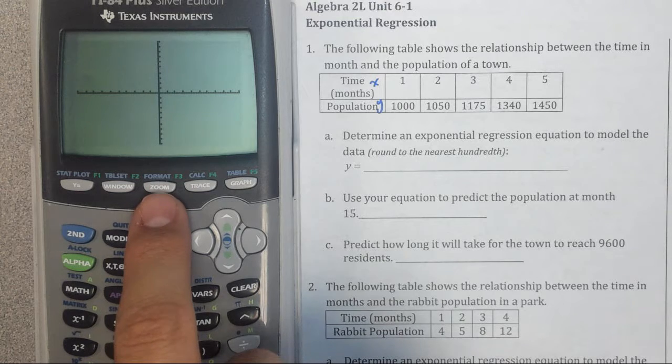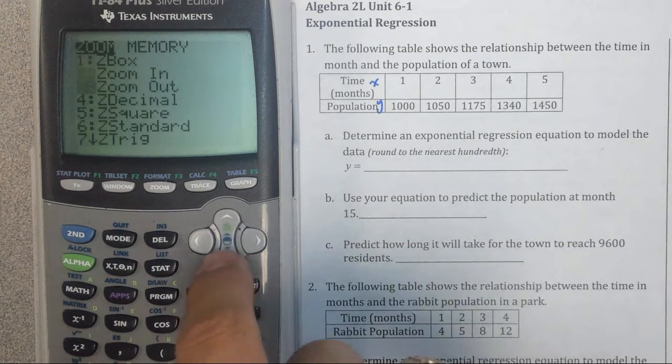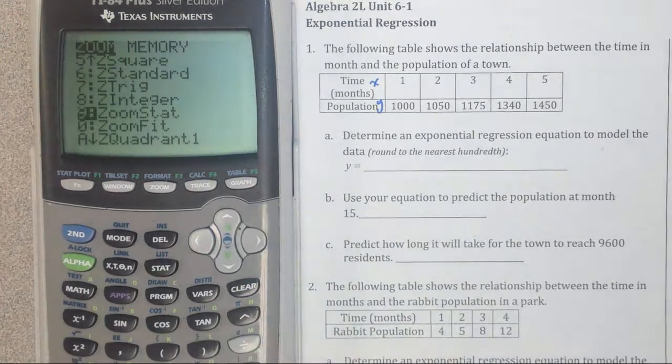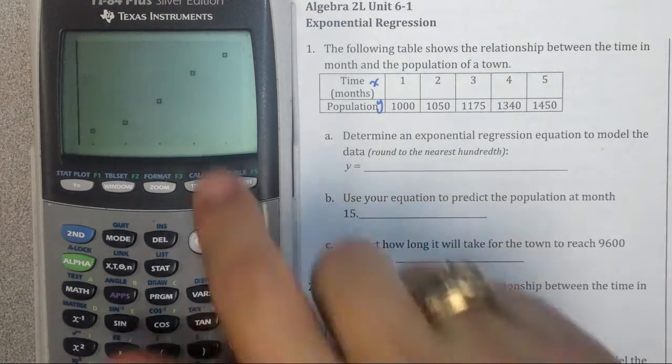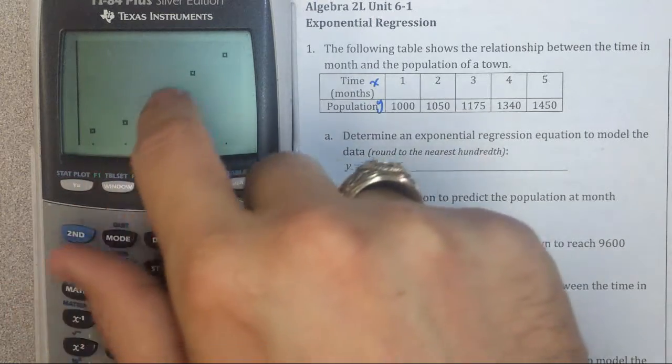So go to the zoom key, and you go down to zoom stat. Since we've been going into that stat, the zoom stat automatically fixes our graph, where we see all of our points.